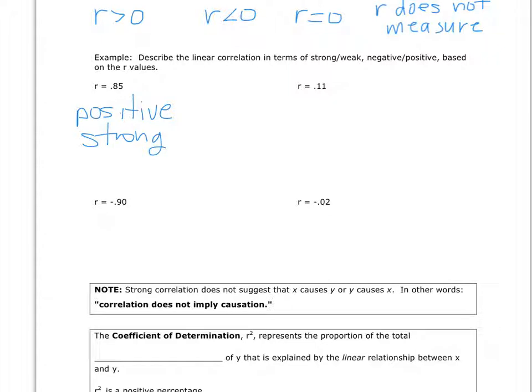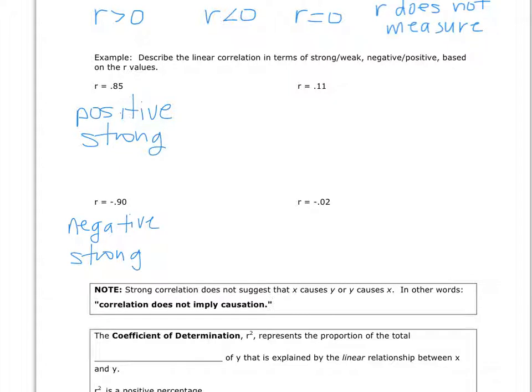Positive, strong linear correlation. All right, if R is equal to negative 0.90, because it's negative, that means we're going to have a negative linear correlation. We're assuming we've got scatter plots that look like a linear correlation. And it's also fairly close to negative 1, so that would be negative, and it would be strong.